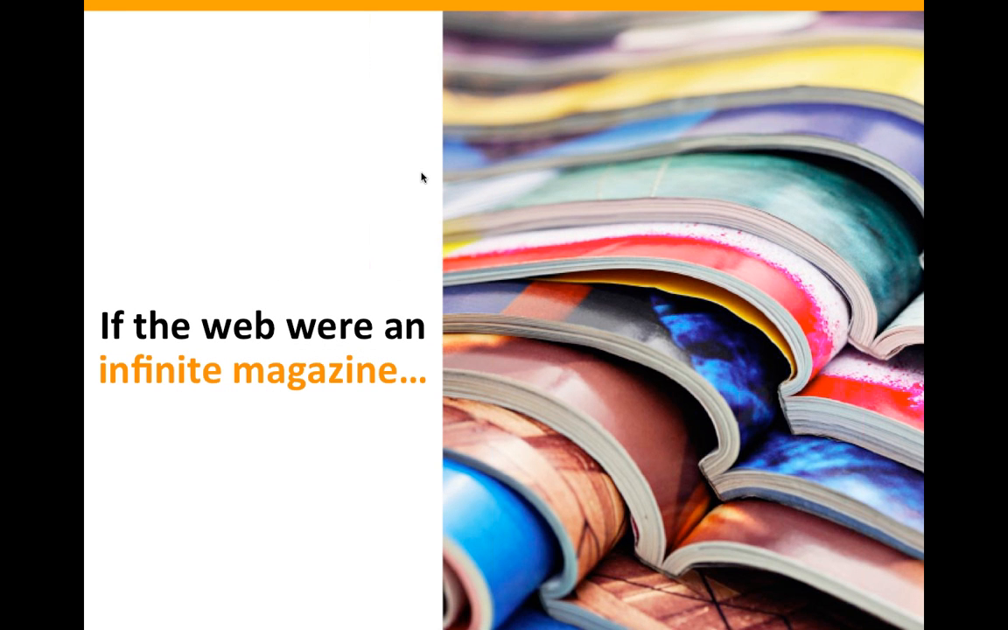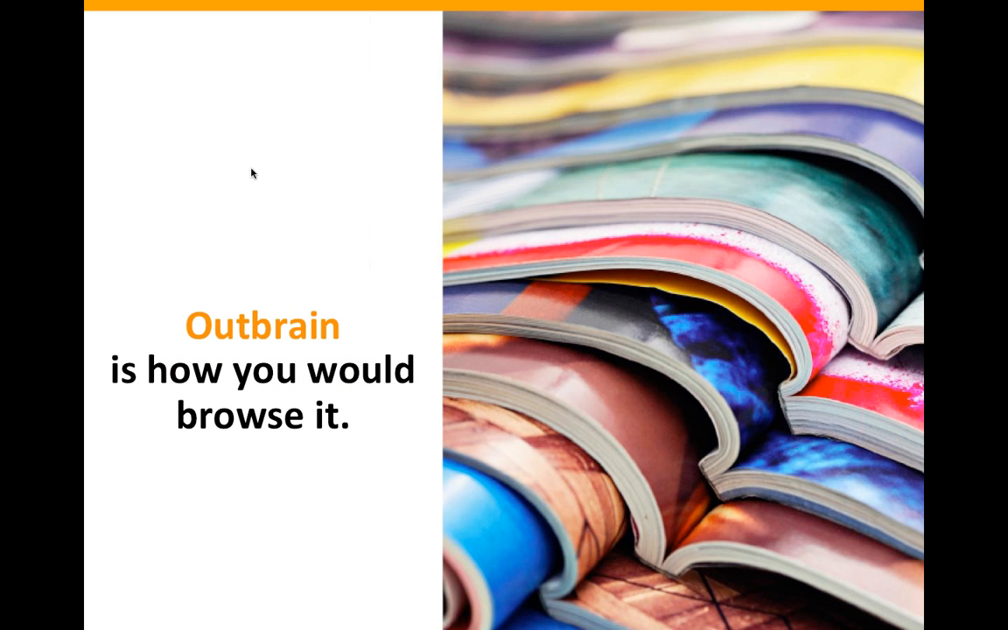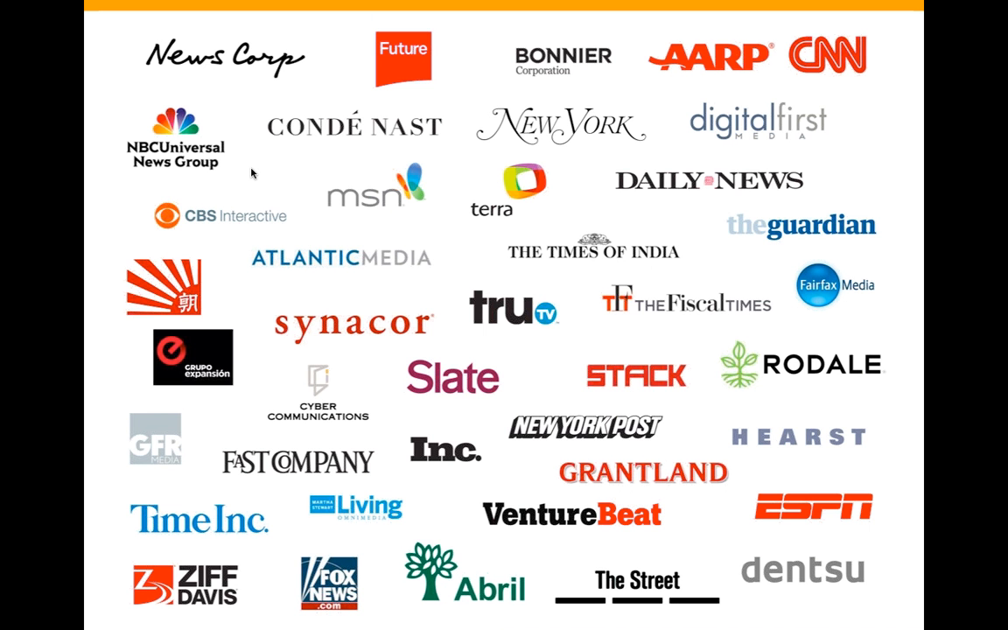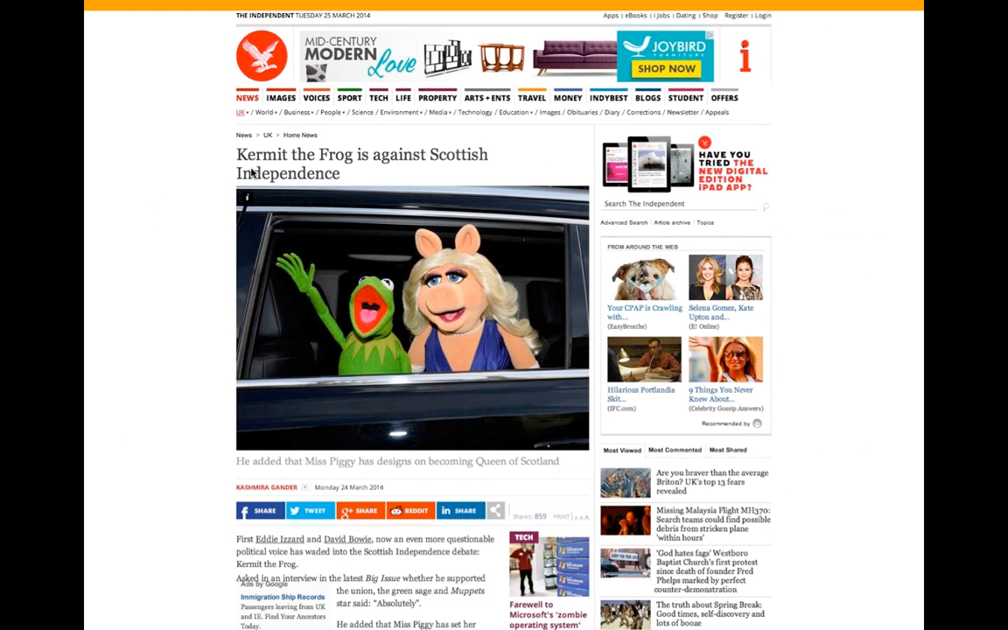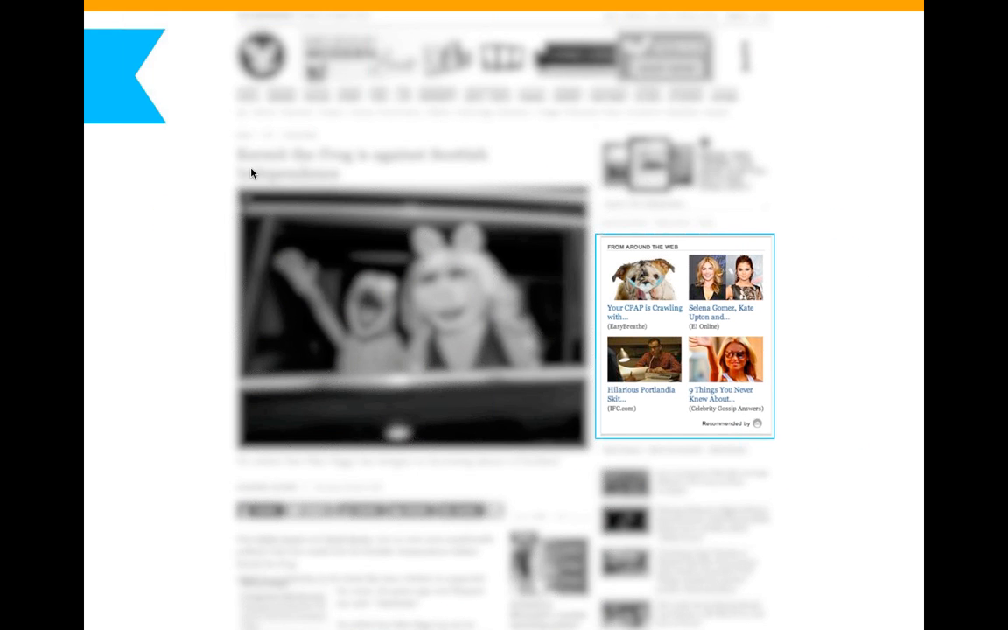So, who are we? If the web were an infinite magazine, Outbrain is how you would browse it. We're a content discovery platform designed to help readers around the web discover interesting, high quality, and trusted content. We appear on hundreds of premium publisher sites around the web, reaching 500 million users globally with our content recommendations, making it easy for discovery to take place anywhere.